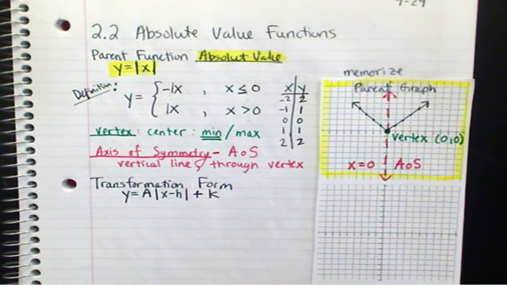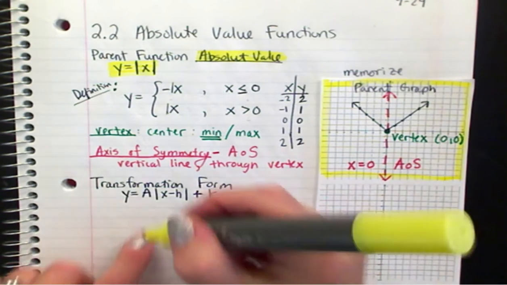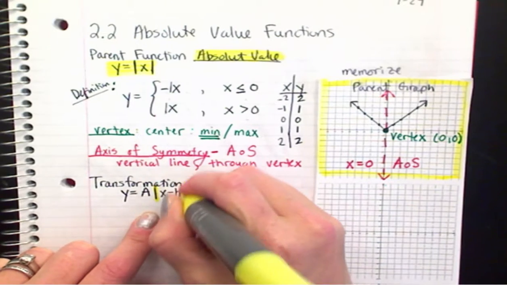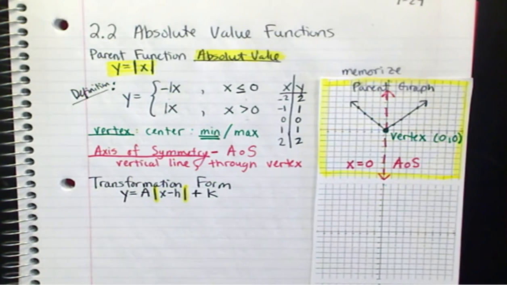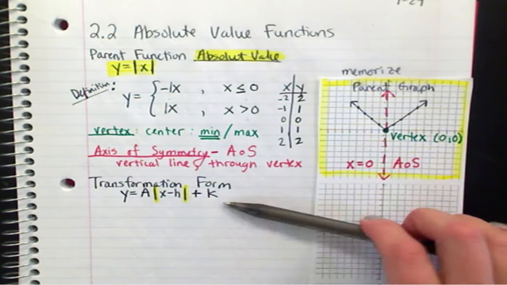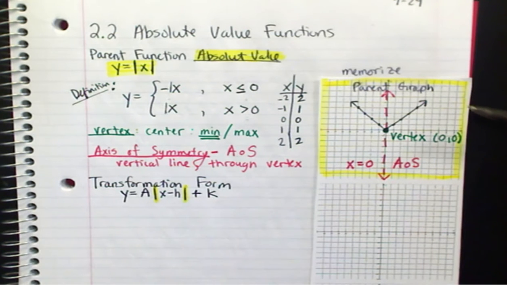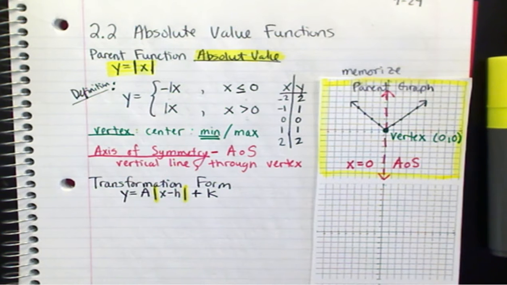Okay, so we have our transformation form. How do I know this is an absolute value? Because I'm using absolute value bars. That's how I know this is connected to the absolute value parent function. Now, all you have to do is watch. I'm going to put the graph up in Desmos, and we're going to change the A, H, and K, and just see what happens.